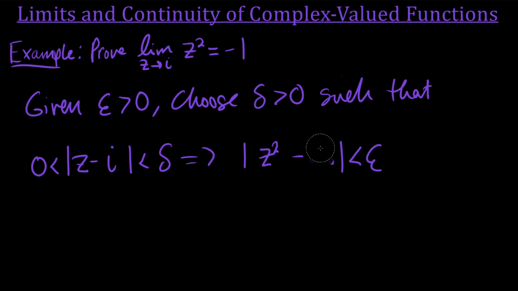And then what about w naught? Well, w naught is our supposed limit, which is -1. So we have z squared minus -1, which is just z squared plus 1. In this case, we want to prove that the modulus of z minus i being between 0 and delta implies that the modulus of z squared plus 1 is less than epsilon. So let's go ahead and do that with a proof.